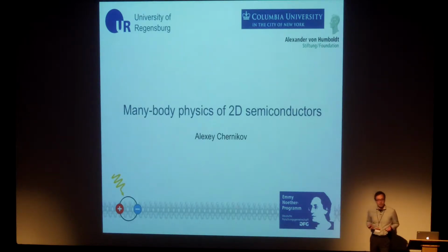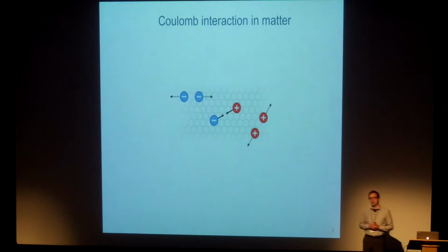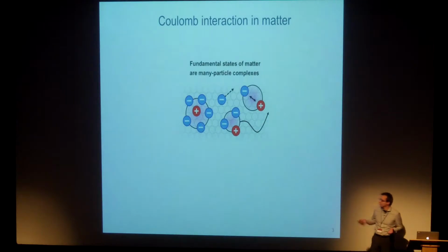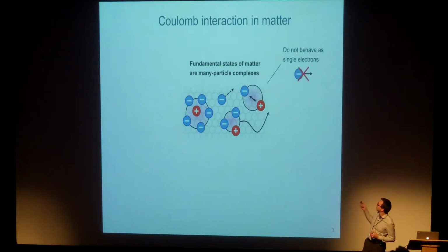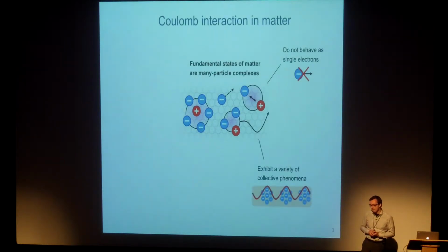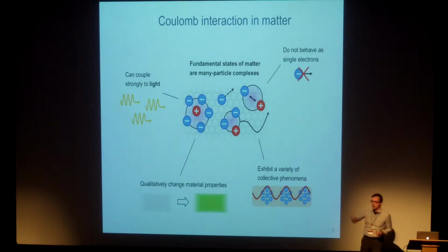So if we think about matter, one of the fundamental interactions between the particle and matter is Coulomb interaction, so basically repulsion and attraction of charges. And the consequence of it is that the fundamental excitations in matter in many cases are not single particles, but rather some sort of many-body states. And obviously, in many occasions, these states behave quite differently than single electrons and can exhibit a variety of collective phenomena. As I will show you later, they can couple strongly to light and can change the properties of material quite a lot.